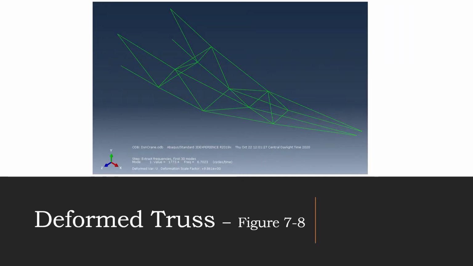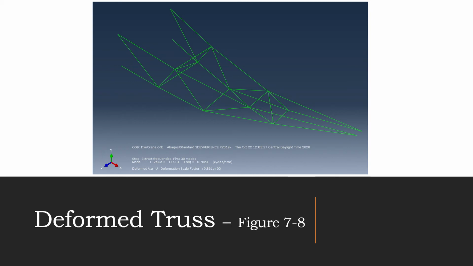And then here we move on to Chapter 7, which is using the truss that was used in Chapter 6, which we just changed. Instead of a static load, we make a dynamic load. And then this one is figure 7-8, which is the deformed truss with the dynamic load on it.